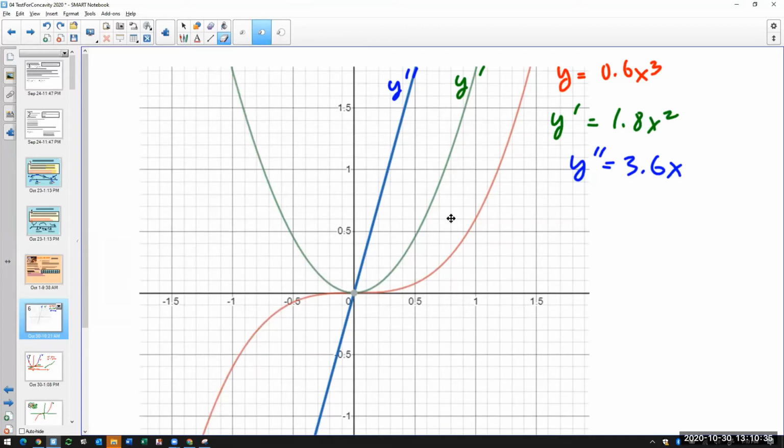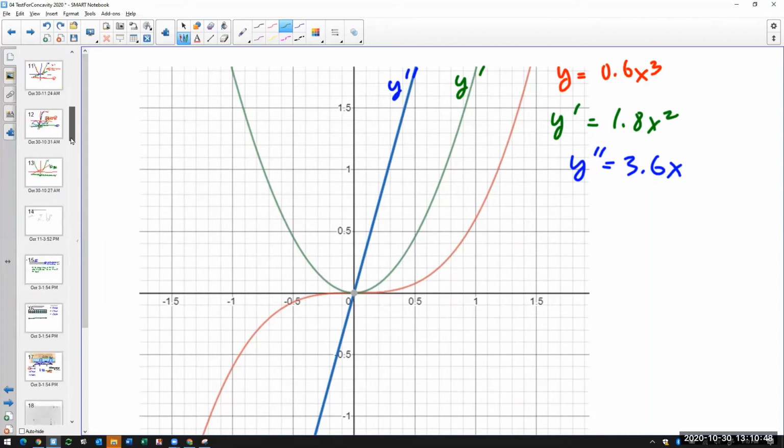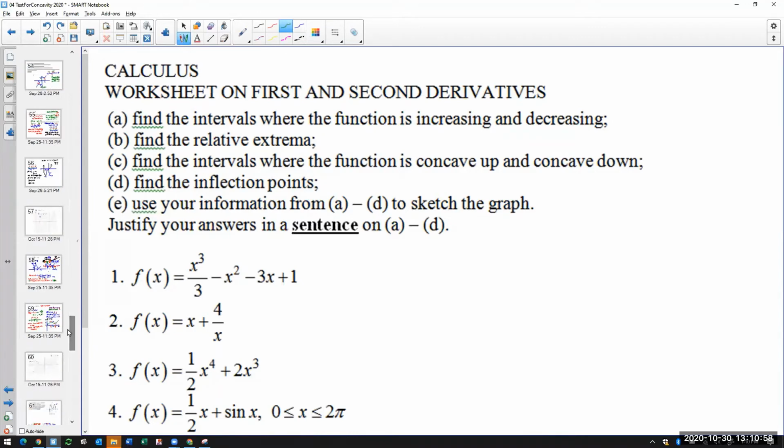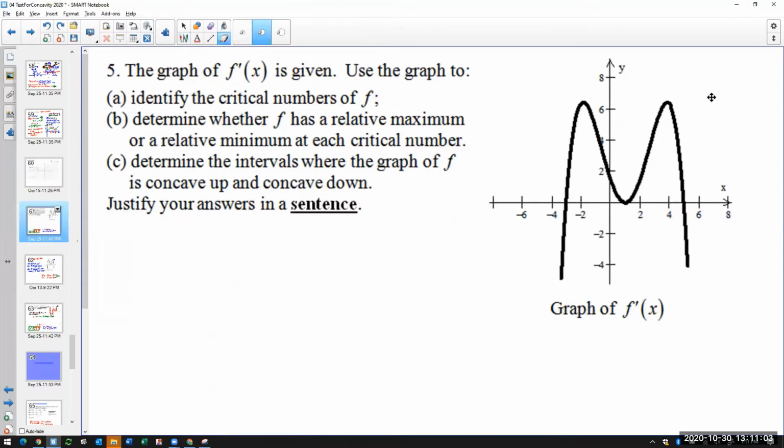Now, I'm only going to give you one of these graphs, not all three. And so you have to figure out with just one graph, how can we figure out things like where's the relative max, where's the relative min, where are we decreasing, where are we increasing? Okay, so let's look at number 6, and let's see if we can answer some of these questions. I'm going to pull up number 6 here, if I can find it. Okay, right here. Oh, no, number 5. Sorry, not number 6.